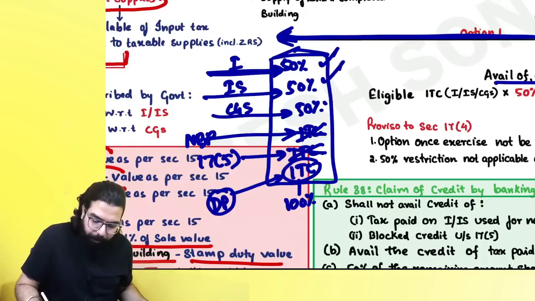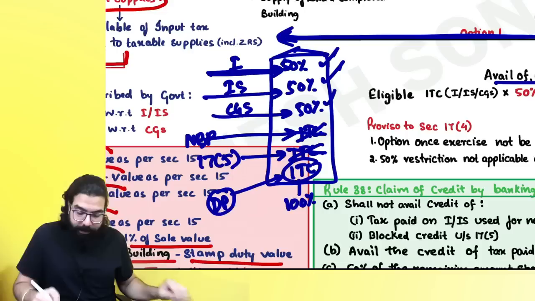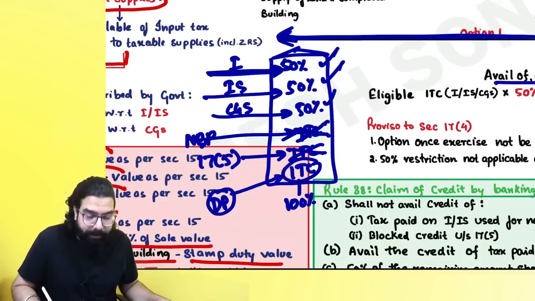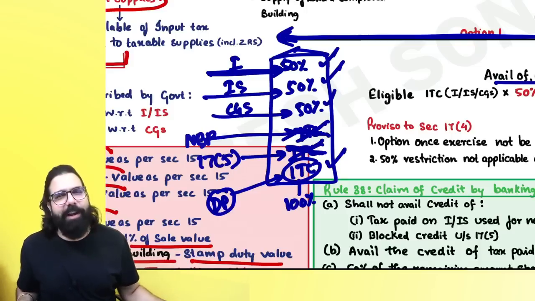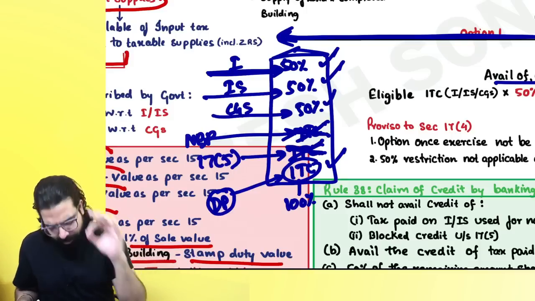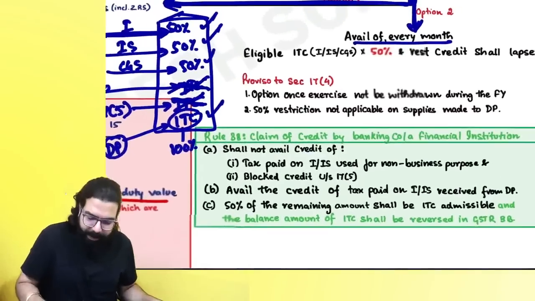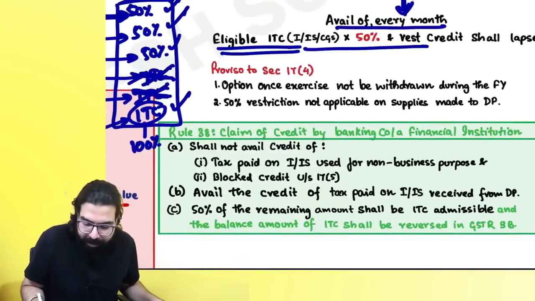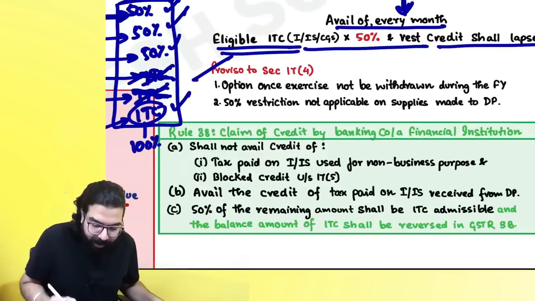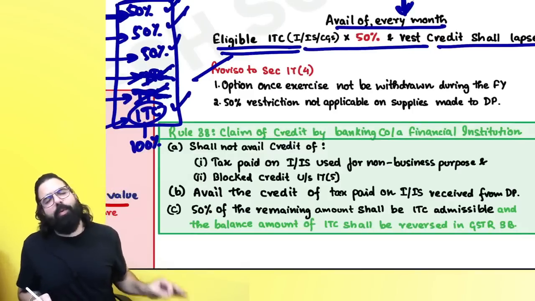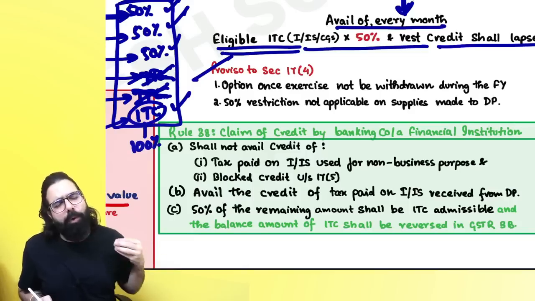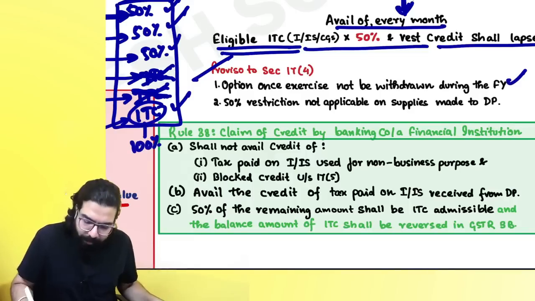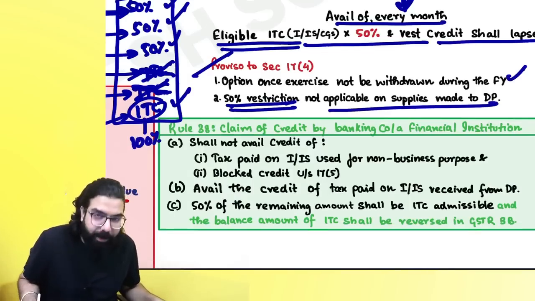Remember, input services and capital goods, 50%. Sir, for non-business purposes you can't take the ITC. Blocked credit you can't take the ITC. And for a distinct person, if you are taking inputs and input services, you can take 100% of the credit, and that is what is being told. Eligible ITC is always 50% and the remaining will lapse. Sir, once this option is exercised, once you give the commitment, you will have to follow it for the full year. Then sir, the 50% restriction is not applicable in case of a distinct person.